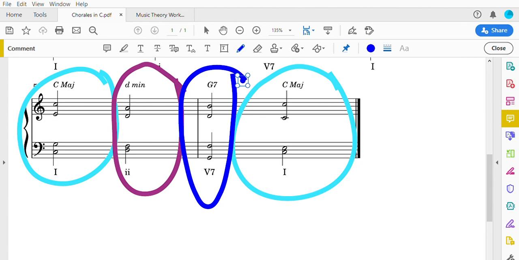I hope that this visual aid has helped. I think that hearing it in the next video will help even more. So I'm going to cut this video off here and go to the next video to let you hear what these chorales sound like.